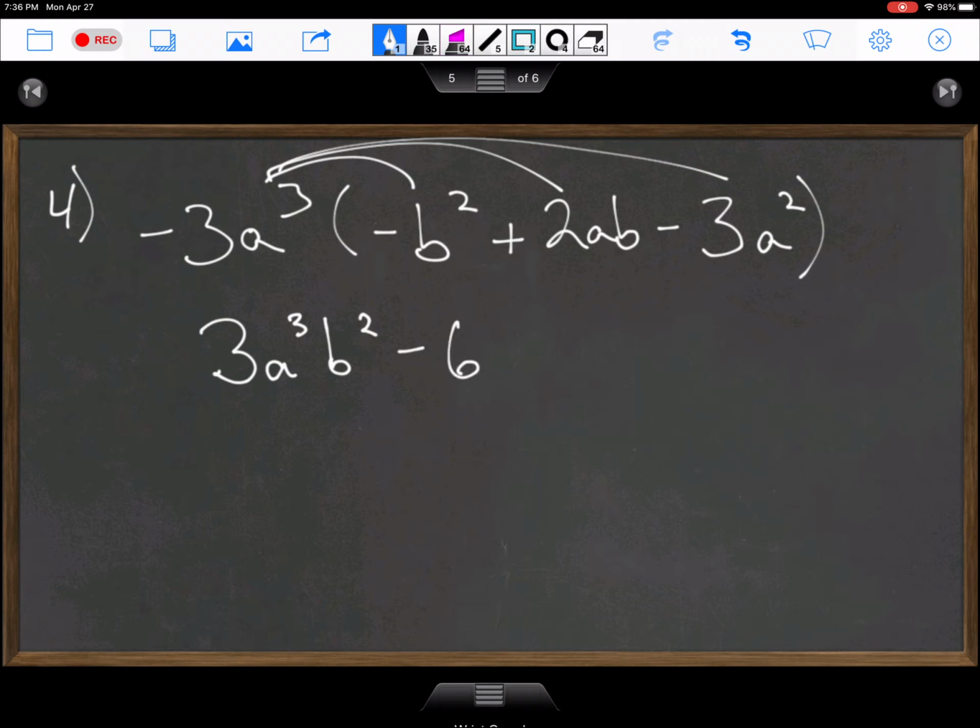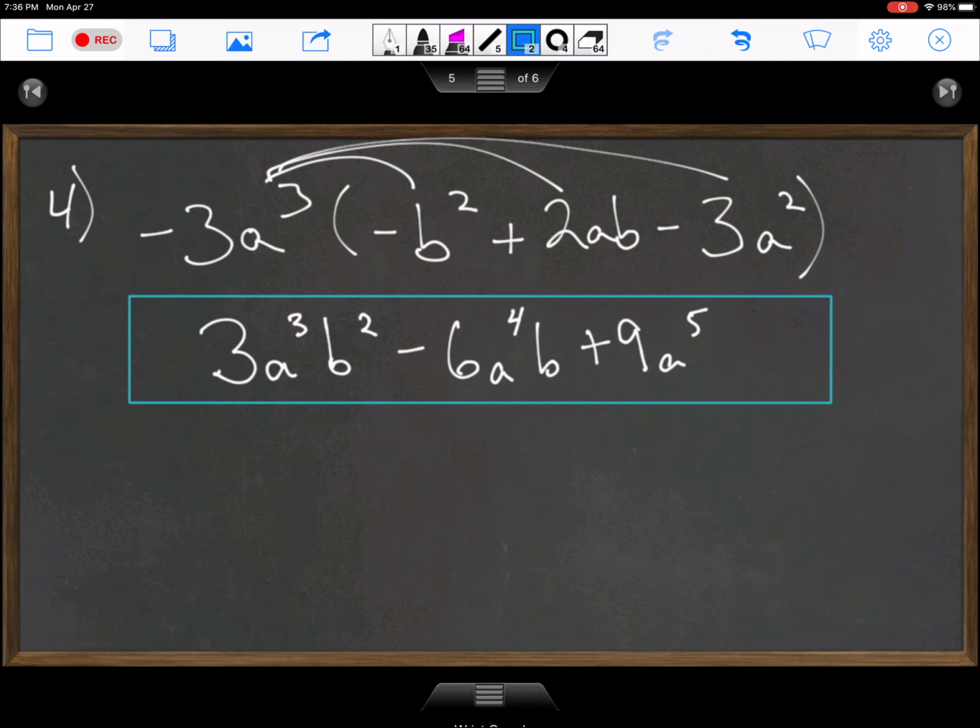A cubed times the a is going to give me a to the 4th. Remember, when we multiply, we can add the exponents. There's a times a times a times a. And then b has nothing to multiply by. And then I have a negative 3 times negative 3 for a positive 9. A cubed times a squared is going to give me a to the 5th. And that is my simplified.